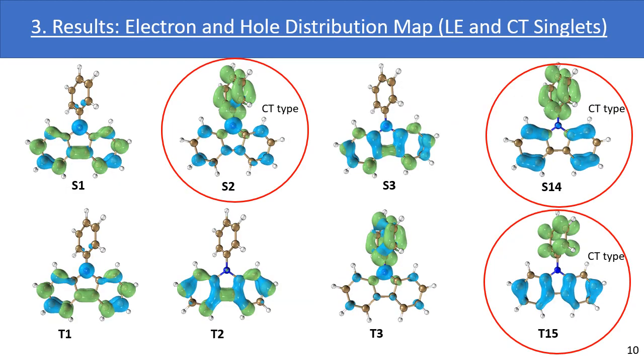We go one step ahead and plot the electron and hole distribution map for the local excited and the charge transfer states for both the singlets and triplets. Here in the top row, we can see that the charge transfer states are clearly identified, where the electron and hole clouds are localized on different parts of the fragments, and the same is true for T15, which is given in the bottom part of the panel, whereas for the local excited states, the electron and hole clouds are localized on the same part of the fragment.